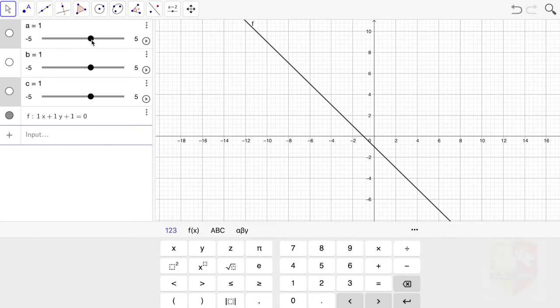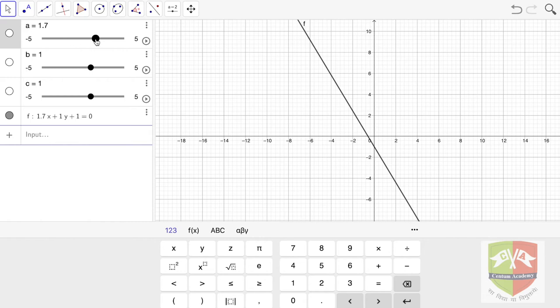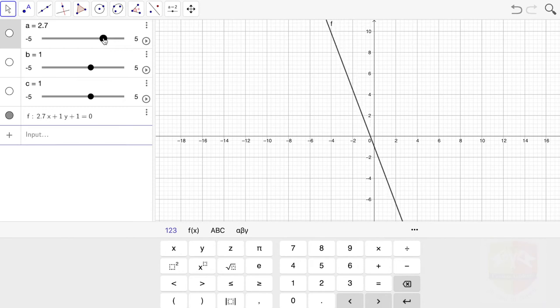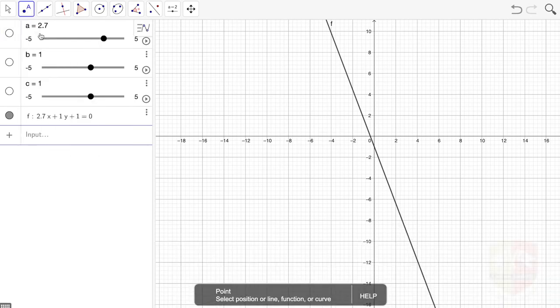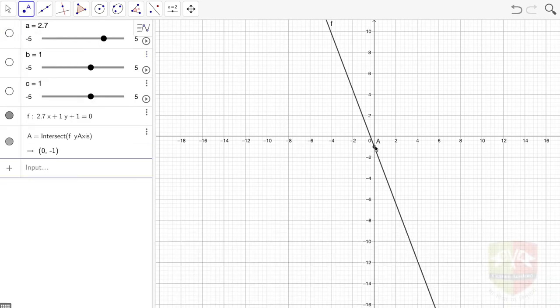Here I have a equal to 1 in this equation. Let us say I change the value of a in the linear equation. If I increase the value of a, can you see the line is now rotating around a fixed point? Let me find that point first. This is the point of intersection of the line and the y-axis. The point of intersection here is (0, -1).